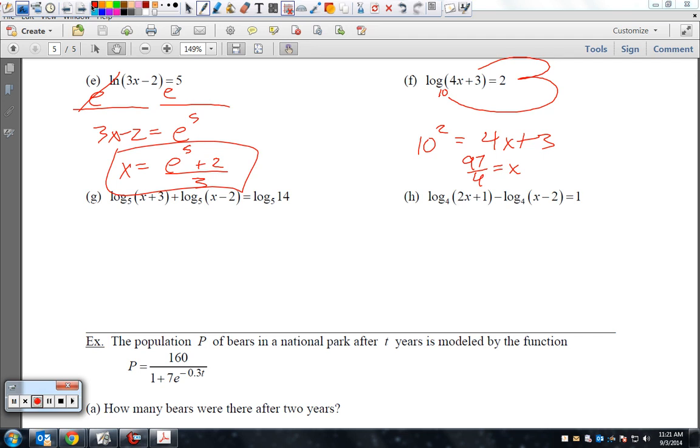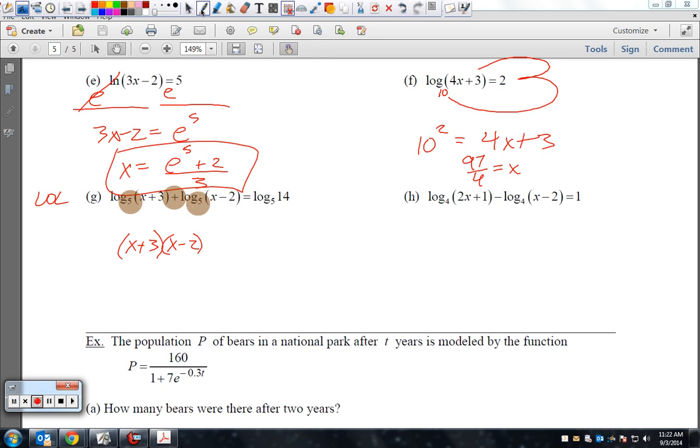Alright, so law of logs. LOL for G and H. These are the same. That's addition. What does that mean? I multiply the arguments. So x plus 3 times x minus 2.